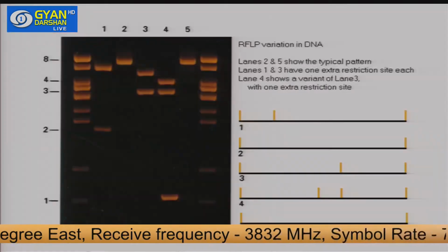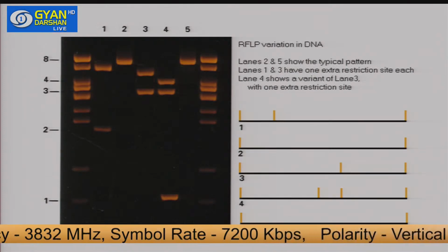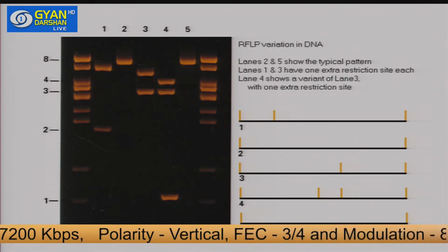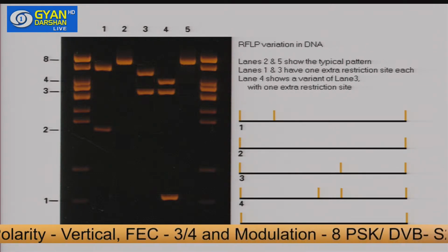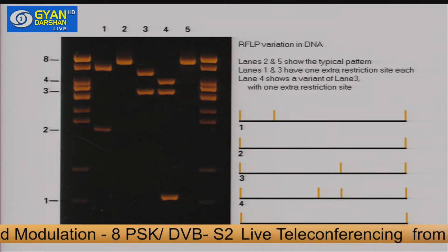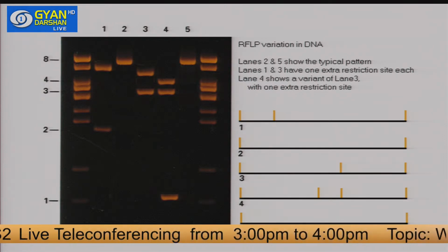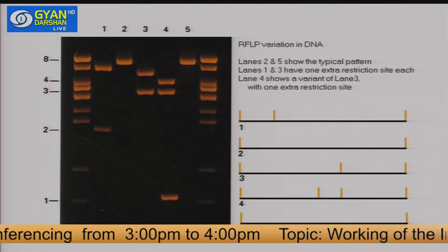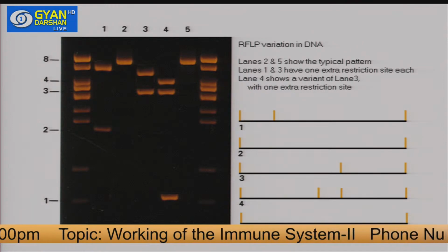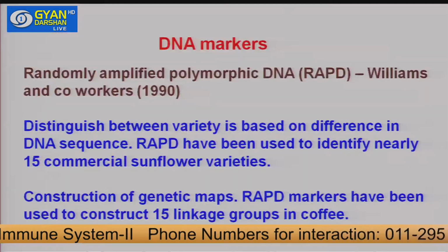So this is the profile that they have shown in RFLP profile. You can see lane number 2 and lane number 5 show the typical pattern, but there are variations in lane 1 and lane 3 because they have one extra restriction site. And lane 4, as you can see, shows more variation. That is, it is a variant of lane 3 with one extra restriction site. So you can compare between the different lines based on the RFLP profile.